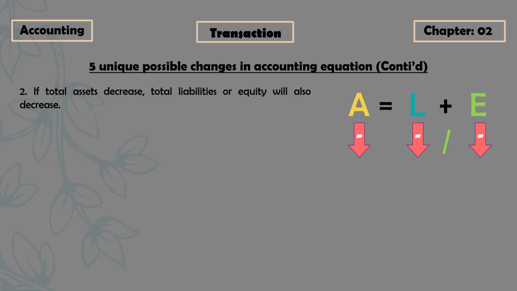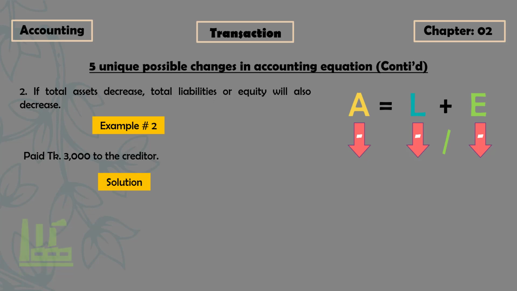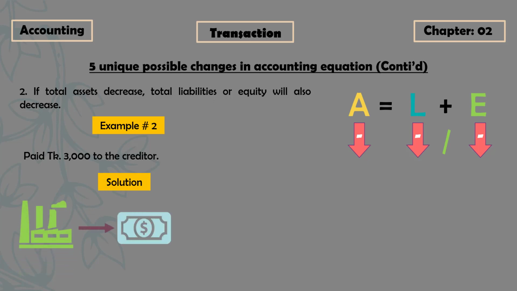So L and E are also shown by downward arrow. Okay, let's see an example. Example number 2, paid taka 3,000 to the creditor. We already know that creditor is an element of L. So see the solution: business paying cash to the creditors.